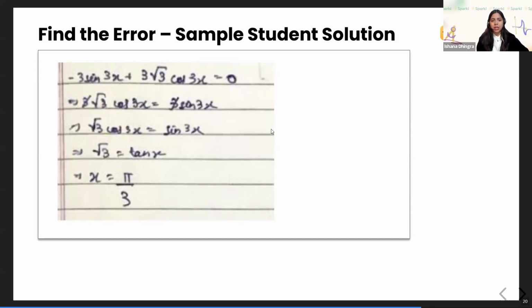So this is something that you have to be careful about. I know you all know that sine 3x by cos 3x will give you tan 3x. The angle does not change. But sometimes students in a hurry just do, okay, sine 3x by cos 3x gives you tan x. You have to avoid these errors. Okay?